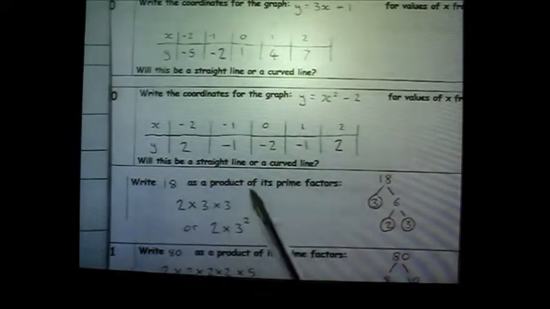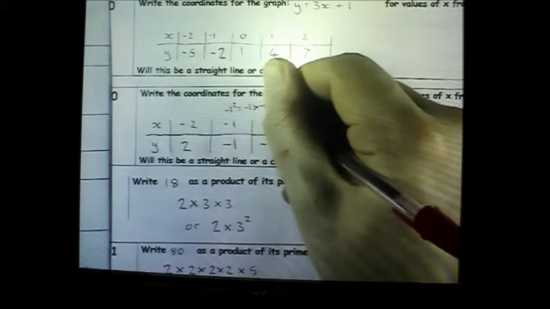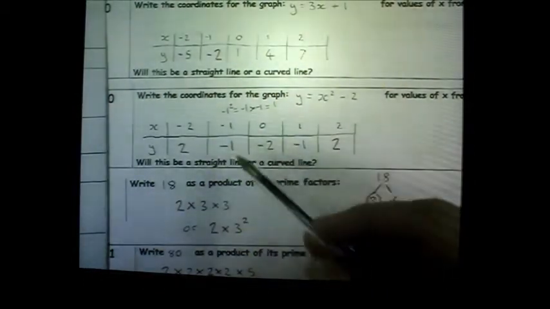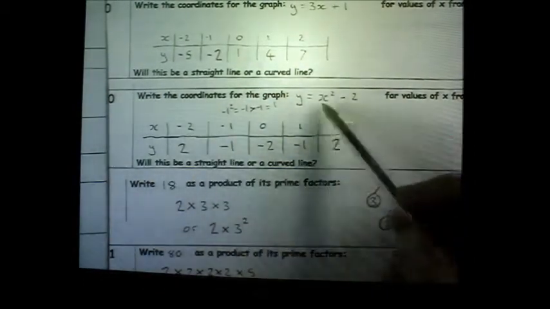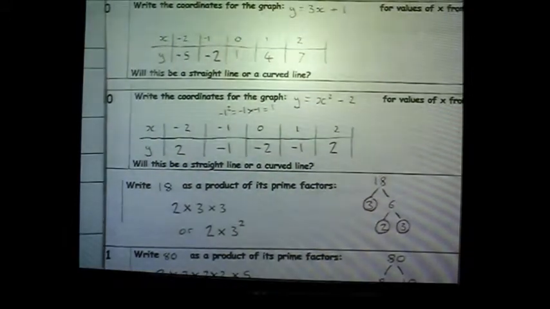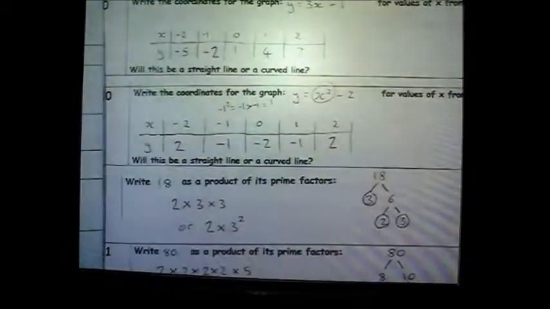This is where people go wrong. -1 squared is -1 times -1. And a negative times a negative, you've got to know, is a positive. So it's 1, take away 2, so it goes back to -1. And the last one is minus 2 times minus 2, because it's squared, which is positive 4. Take off 2 gives you 2. That's going to be a curved line. You know it's a curved line because there is a squared in it there.